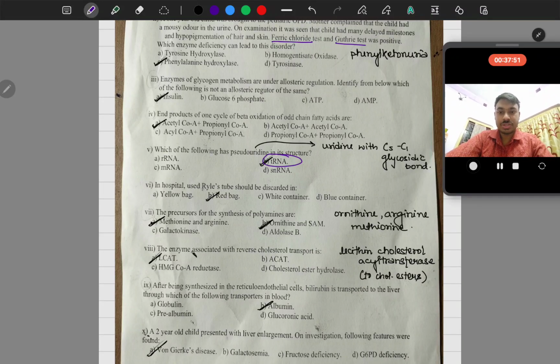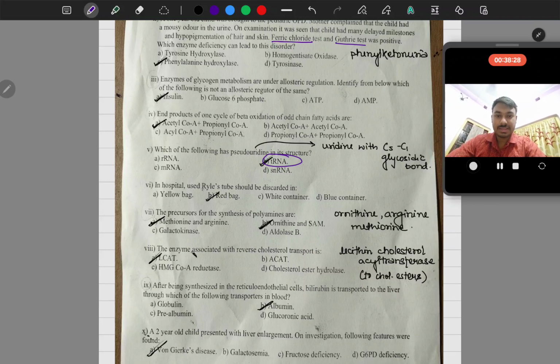In hospital, used Ryle's tube is discarded in which? Ryle's tube, after use, is infective in nature. So if it is infective in nature, it has to be discarded in a yellow bag. Yellow bag is not the answer. In yellow bag, the anatomical wastes are disposed. In white container, the needle syringes are disposed. In blue container, the non-infective but plastic and glass like things are disposed, and in red bag the infective things are disposed. That means the Ryle's tube is discarded in red bag.